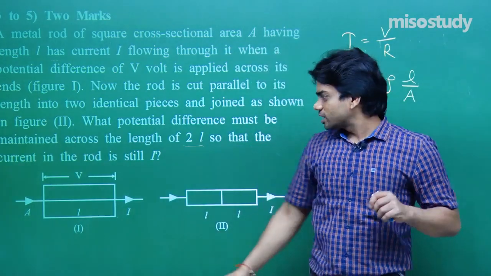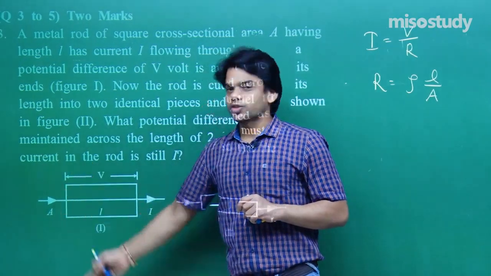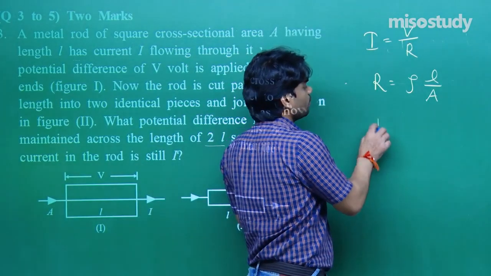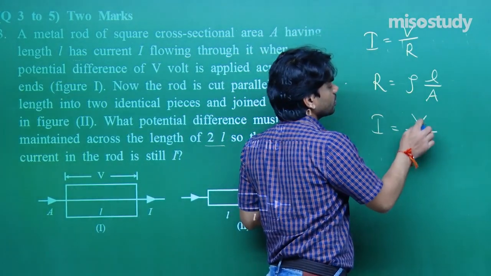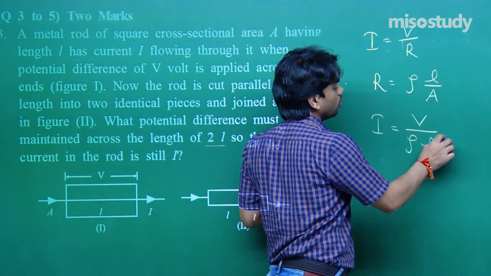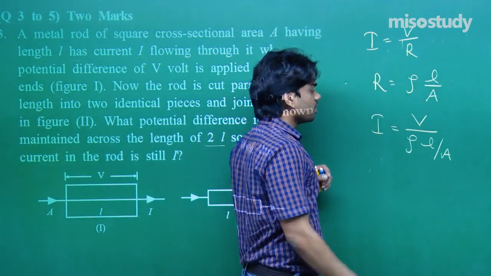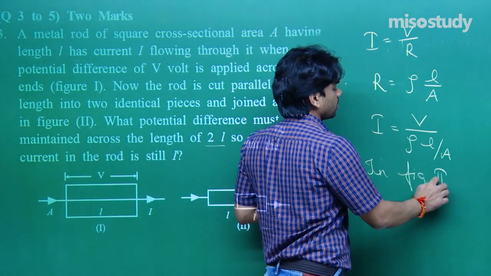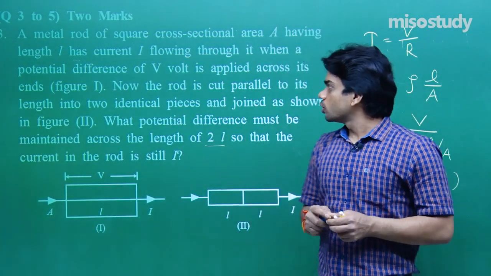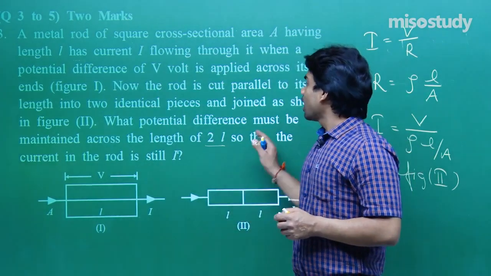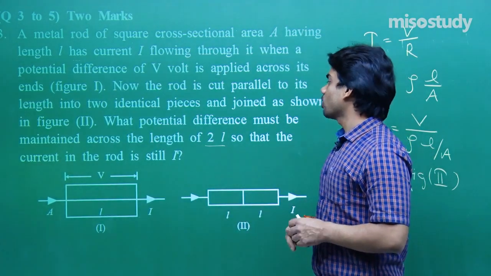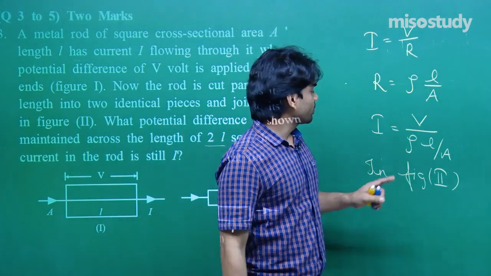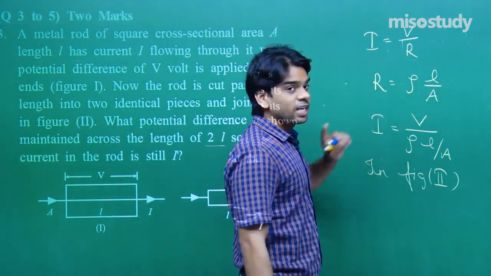Now here first of all you understand the length is L, area of cross section is A, so R equals rho L by A, that is what we have written. So I will be equal to V by R, so rho L by A we have written here. Now in figure 2, you all try to see here, it has been asked, find out what potential difference must be maintained across the length of 2L so that the current in the rod is still I. Current is still I, that is we need to take care. What is the potential difference that we have to apply?